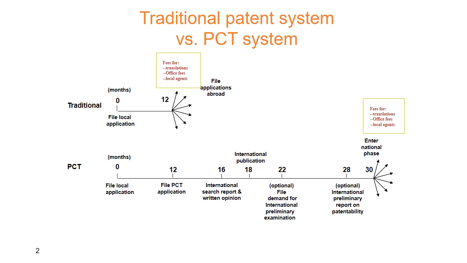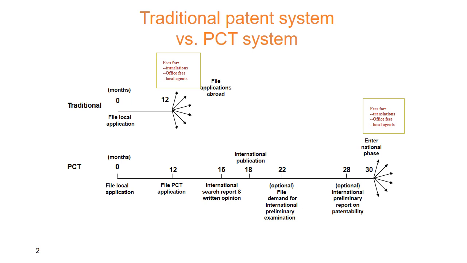The first thing is the traditional patent system versus the PCT system. Here the block diagram shows that the traditional patent system takes only 12 months. First we have to file the local application in month 0. After filing, we have to handle all the processing, that is fees for translations, office fees, local agents, everything. All of this is done traditionally, and it takes around 12 months to complete, and then the application is filed abroad. So this is the traditional method.